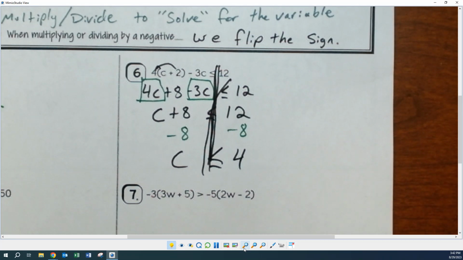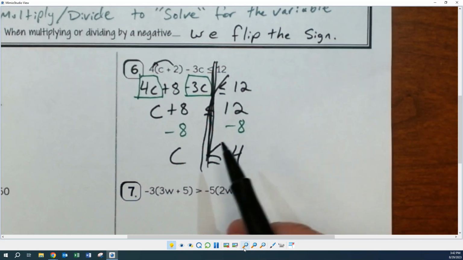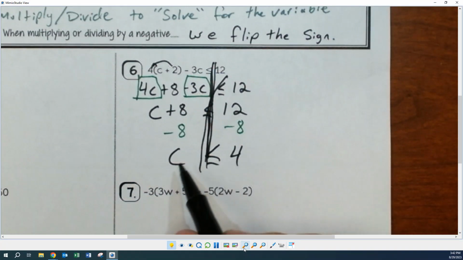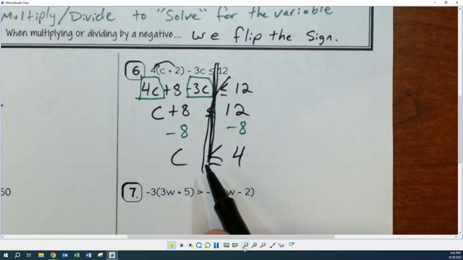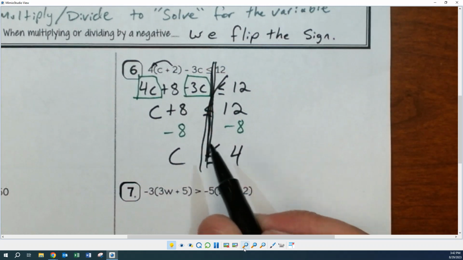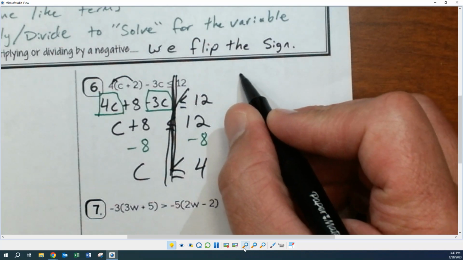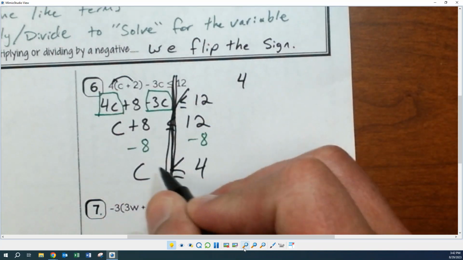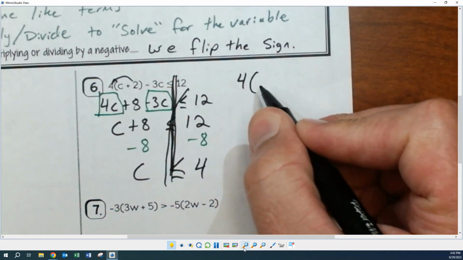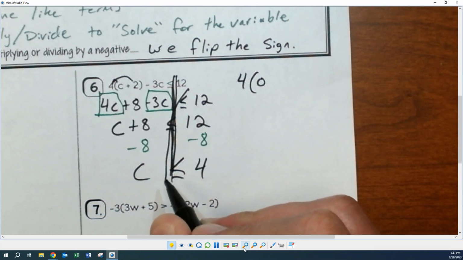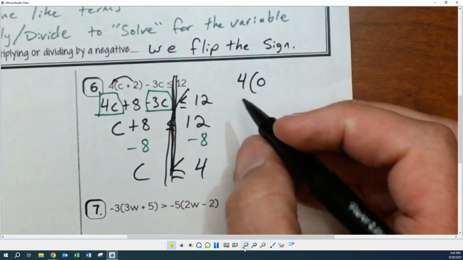Here is my simple way to check. What is a number that is less than or equal to 4? One number that I love to check with is 0. I love checking with 0 because it makes things super easy. So I'm going to put 0 in for c. And if I put 0 in, 0 is less than or equal to 4, so this should work.